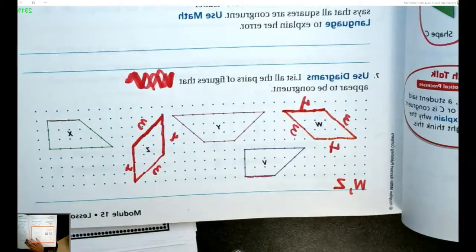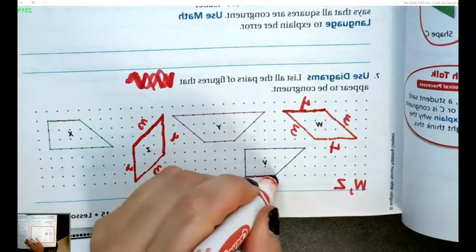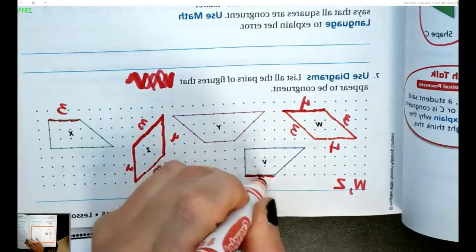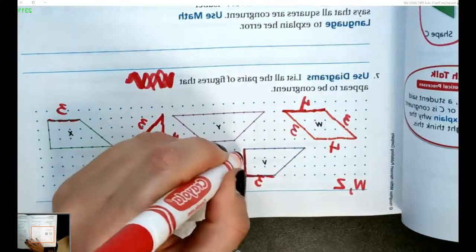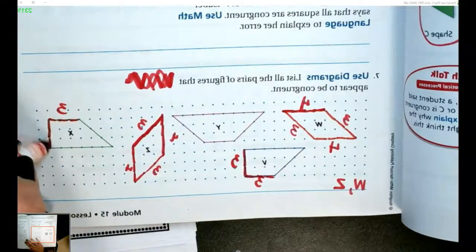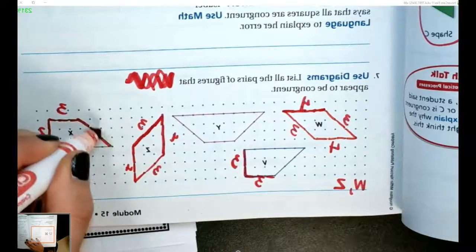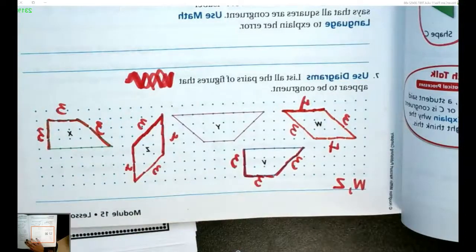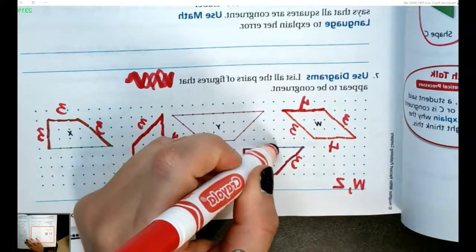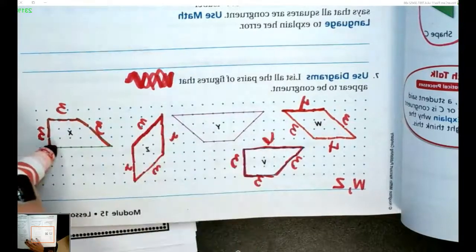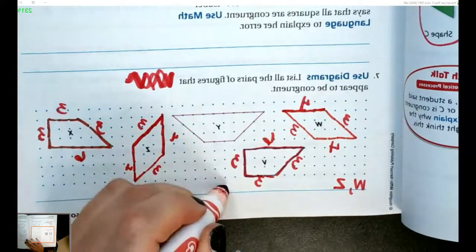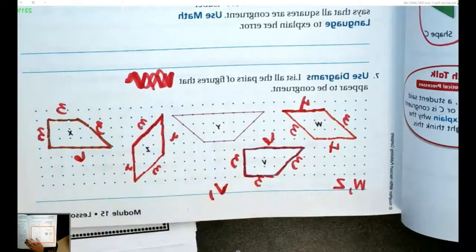X and V? Kelsey, what were you going to say? X and V, did y'all count just to make sure? Okay, so I see 1, 2, 3 going on the small side. 1, 2, 3 going on the other small side. 1, 2, 3 on the angled side, and 1, 2, 3 on the angle. And the bottom, the long side, 1, 2, 3, 4, 5, 6. Okay, so they are definitely congruent. They're the same size and same shape.